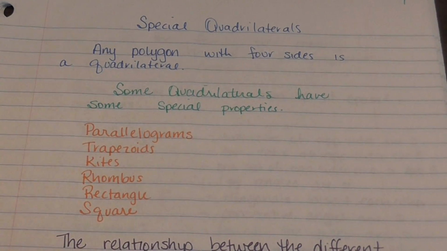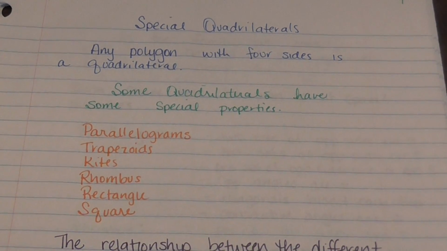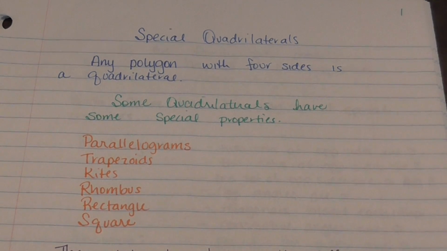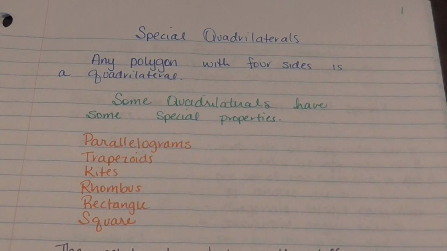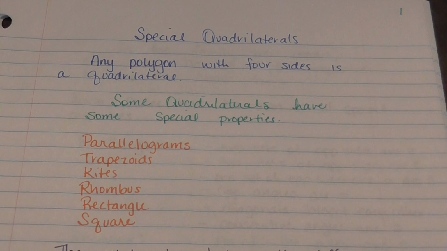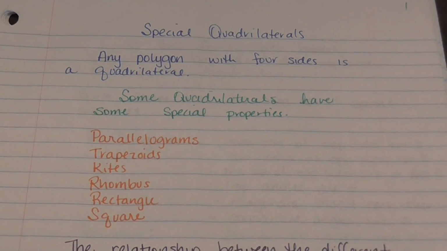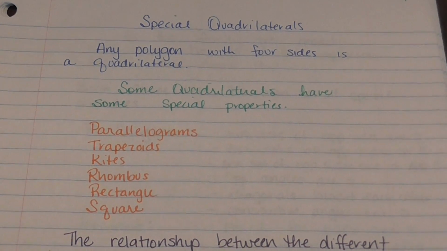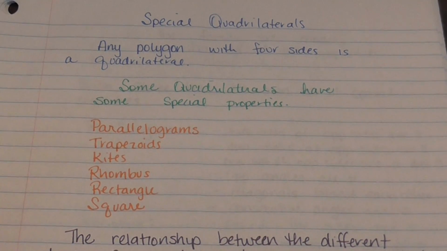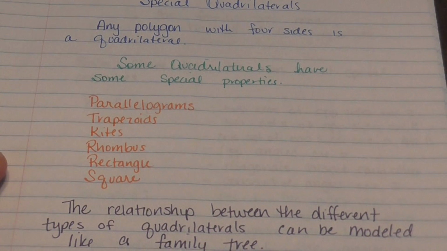Alright, so some special quadrilaterals. We've already talked a little bit about parallelograms, but we're going to touch on all of them now. A quadrilateral is any polygon with 4 sides. Some quadrilaterals have special properties: parallelograms, which we've talked about, trapezoids, kites, rhombus, rectangle, and square. Those are all special quadrilaterals that we're going to be talking about today.